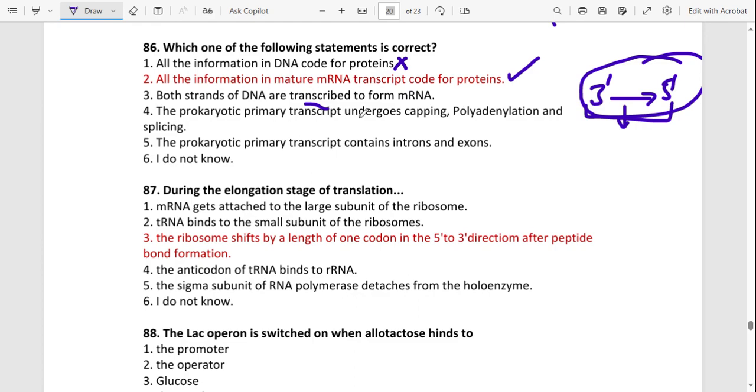The eukaryotic primary transcript undergoes capping, polyadenylation, and splicing. This is correct. Those are modifications. The primary transcript is immature. You need to make it mature by undergoing modification. The primary transcript contains introns and exons. That's also correct there.